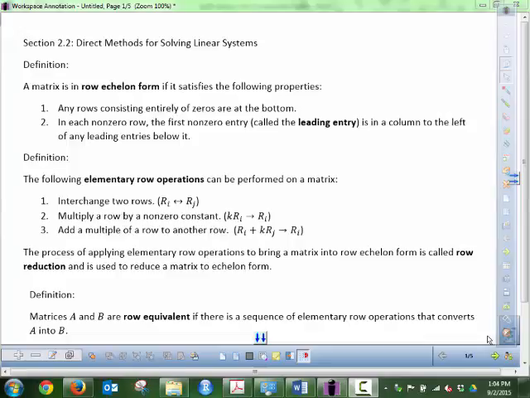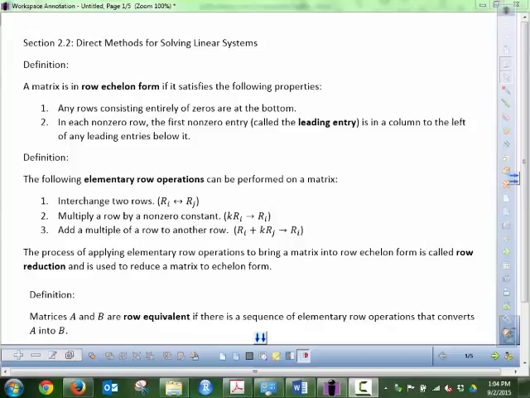Here's the definition of row echelon, and we'll identify some of these other definitions that are floating around and some that you don't see yet. Remember that all the rows that are all zeros go in the bottom, and every other row will have what's called a leading entry, and that leading entry is going to be set up so that you have a staircase looking system or matrix.